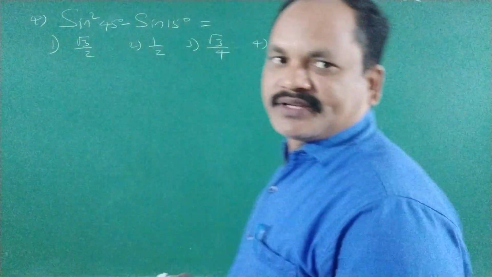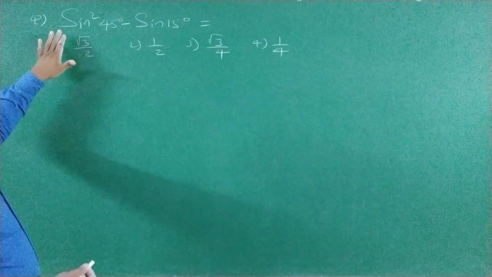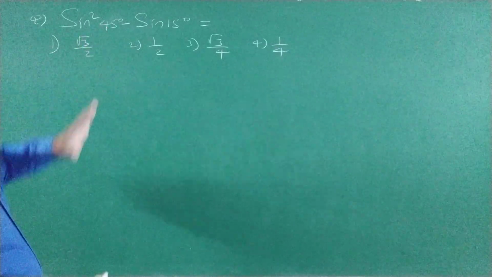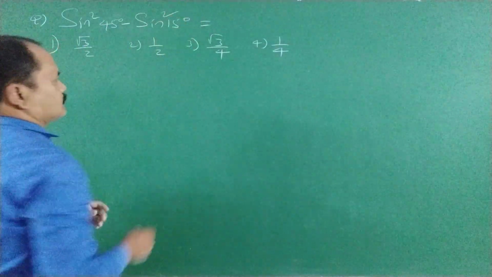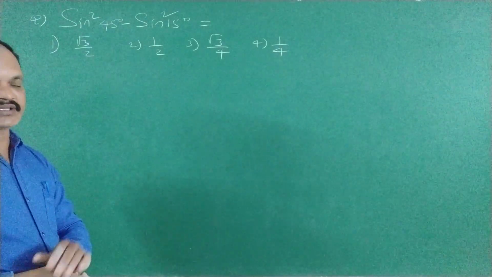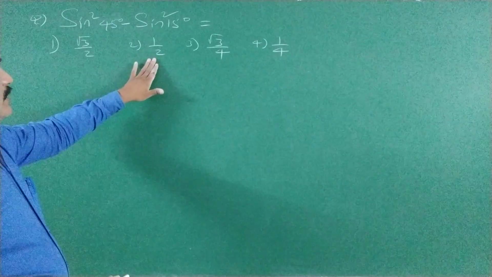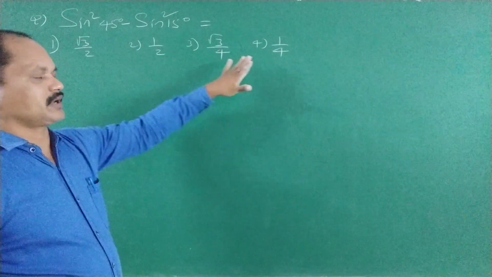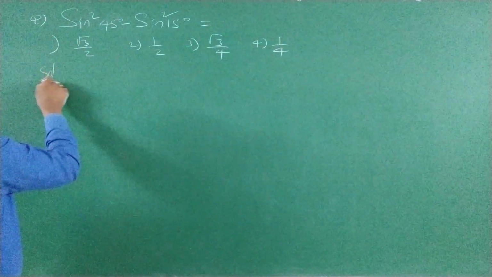Now one more question depends upon the compound angles concept, that is the value of sine square 45 degrees minus sine square 15 degrees. First option root 3 by 2, second option 1 by 2, third option root 3 by 4, and fourth option 1 by 4. Now the solution for this.